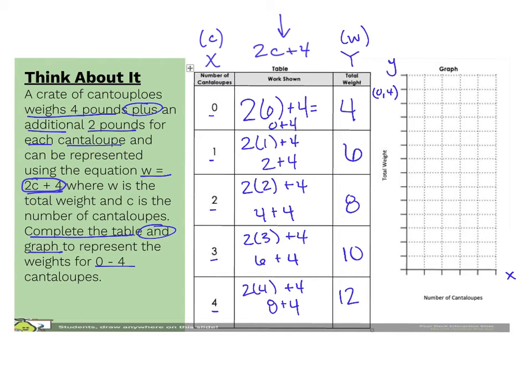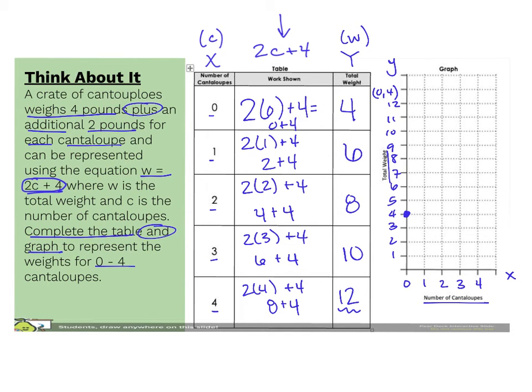So we're going to label and number everything. So this is number of cantaloupes. This is total weight. For cantaloupes, we have 0, 1, 2, 3, and 4. And then I need my Y value to go all the way up to 12. So I think I can count by ones here. 1, 2, 3, 6, and 12.